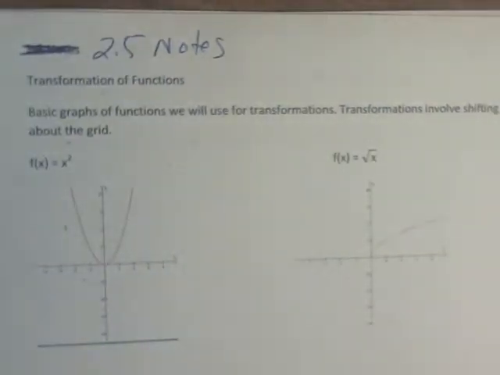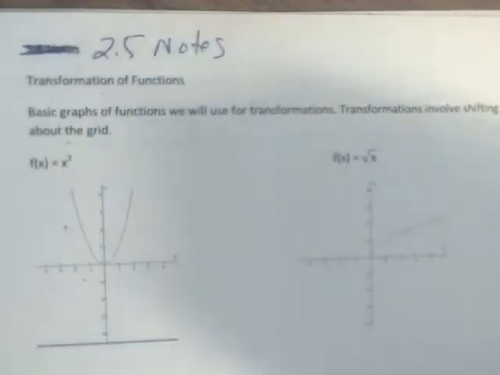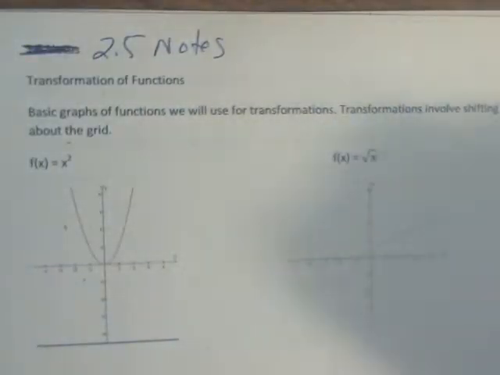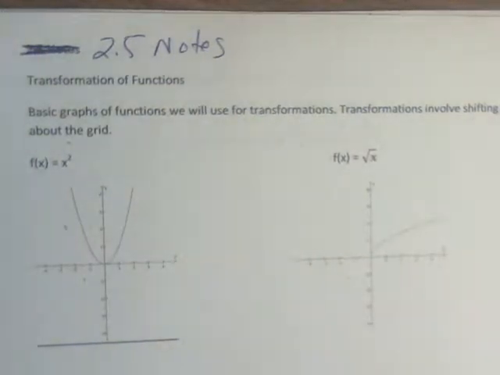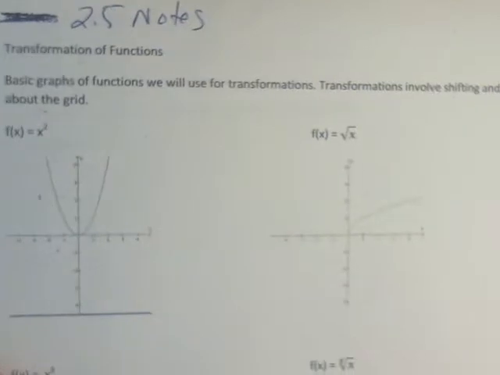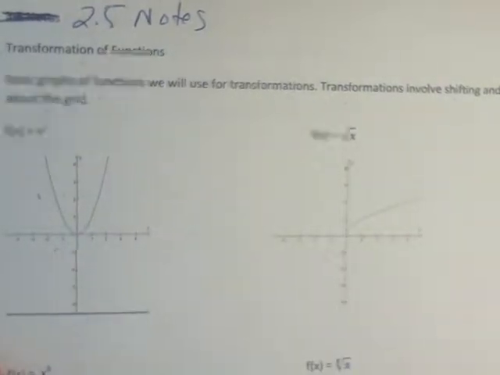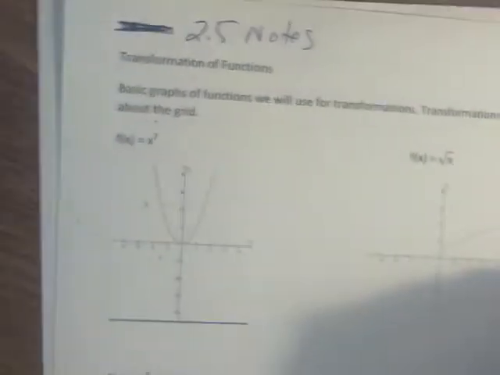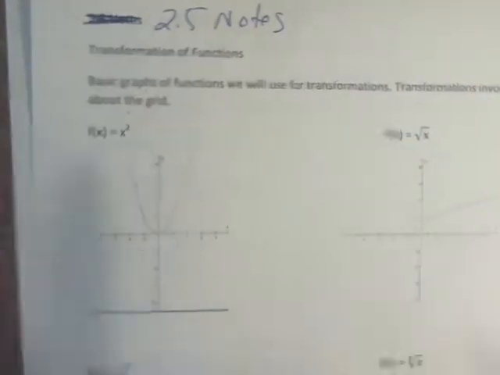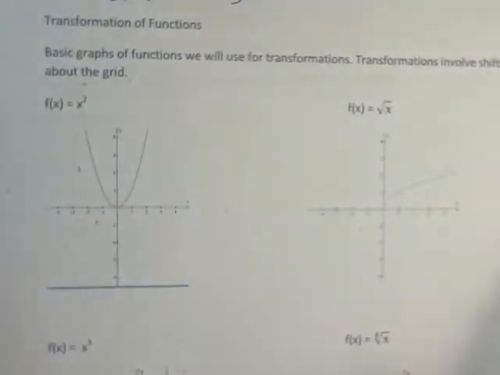So in section 2.5, we're going to be looking at what we call transformation of functions. This is a way of graphing certain types of equations without creating an XY table. It involves shifting and or reflecting graphs about the grid. Now, what we are introduced to here are what I call the library of functions.